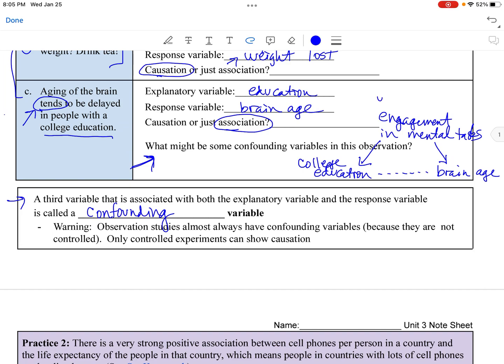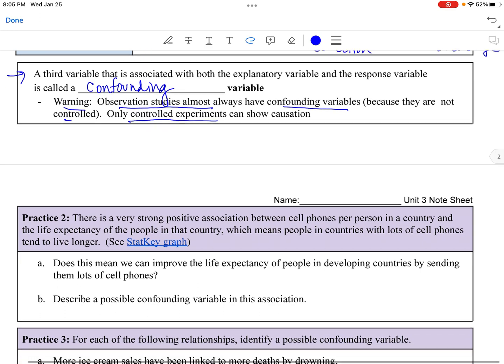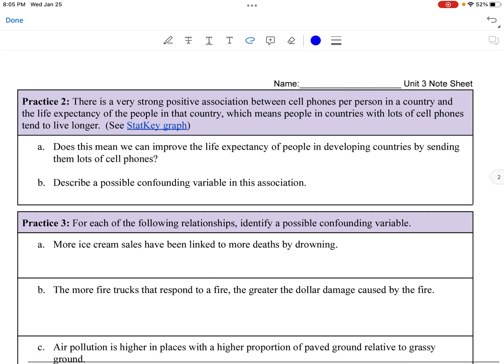Or maybe another confounding variable might be wealth. And that is true. People who are wealthier may, actually I don't know if that's true, but they may have a delay in brain age for various reasons. Okay, and then this is important here. Observation studies almost always have confounding variables because they are not controlled. Only controlled experiments can show causation. We'll talk about, we have a definition of those types of studies here later in the notes.